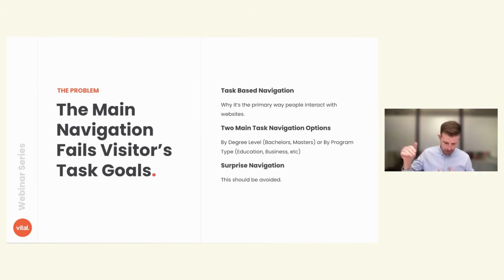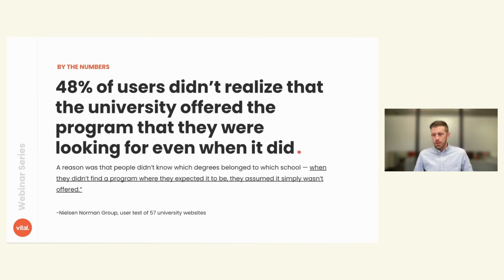So enough about Vital. Let's get into why you came here today. We're going to talk through the 7 ways that we can increase higher ed website performance. The first one that we're going to talk about is how the main navigation fails visitors' task goals. At a high level, we're going to talk about 3 things here. We're going to talk about what a task-based navigation is. We're going to talk about 2 main task navigation options and goals, and we're going to talk about what a surprise navigation is.